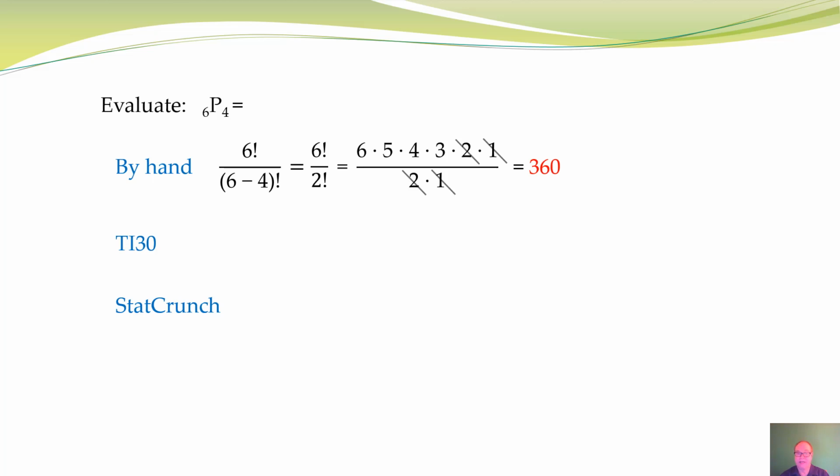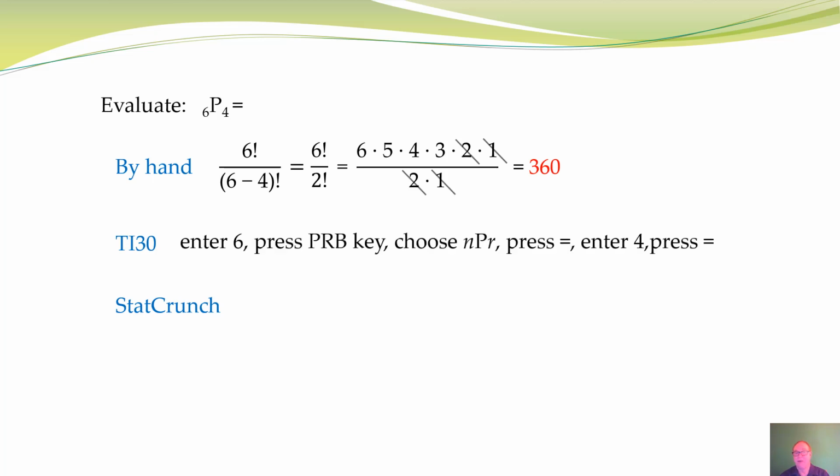Now if I was using the TI-30, I would enter 6, press the PRB key, which remember is the second row down, second key in. This time I would choose the nPr, press equals, enter 4 this time, press equals. Okay, and that would give you your answer of 360.